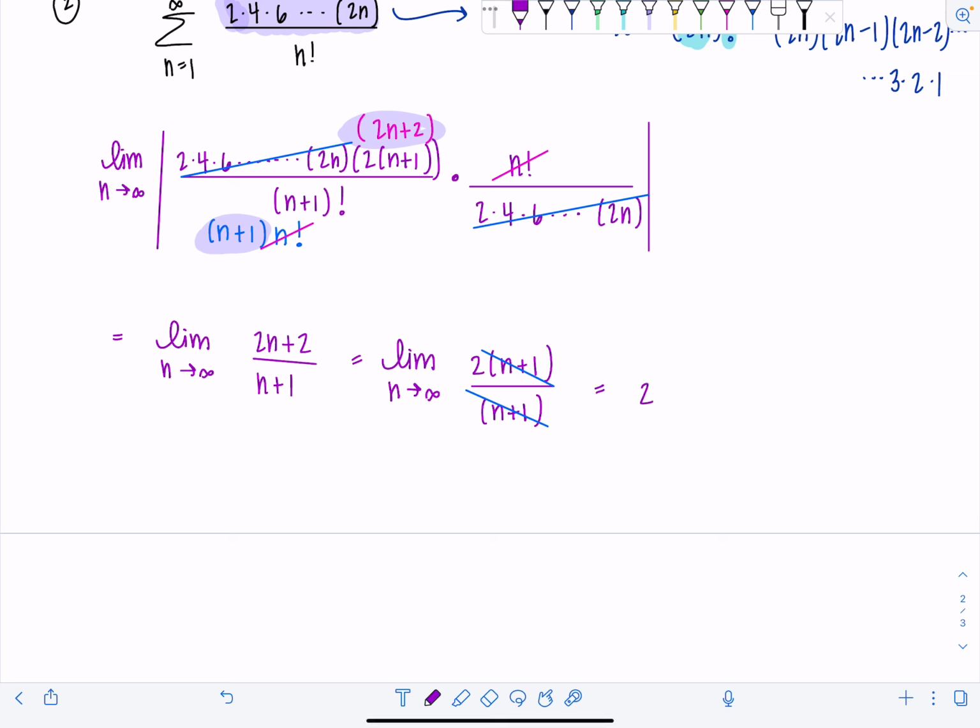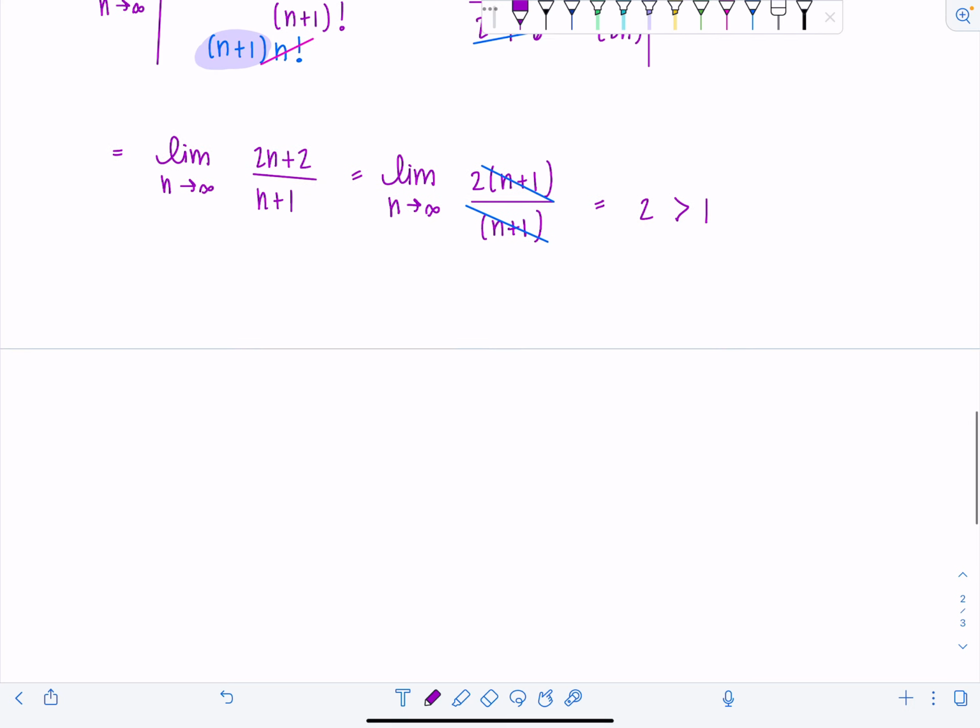What do I care about 2? Well, we're using the ratio test, so I always compare the result to 1. And what does that tell me? That tells me that the sum n equals 1 to infinity, 2 times 4 times 6. Yes, you have to write it all out. That's how it is. Over n factorial. What does it do? It diverges by the ratio test.